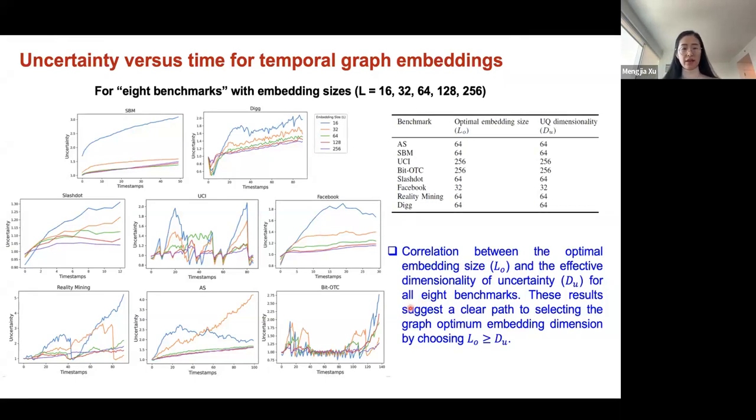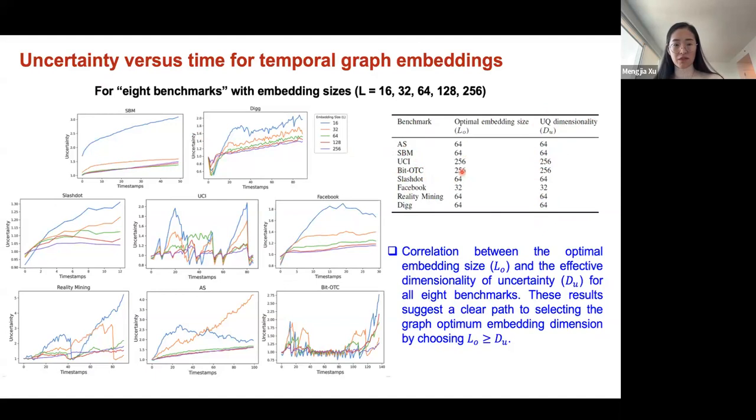And these results help us suggest a clear path for how to select the optimum graph embedding dimension by choosing L larger than or equal to the optimal uncertainty dimensionality D_U here. So this is the optimal embedding size L_O for the first benchmark, AS, and also the other 7 additional benchmarks, SBM, UCI, and Bitcoin dataset. So we can see the UQ uncertainty quantification dimensionality D_U here is 64. These numbers are obtained based on this plot.